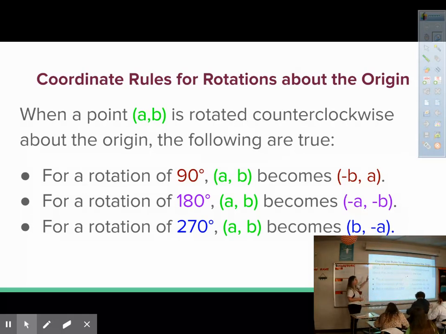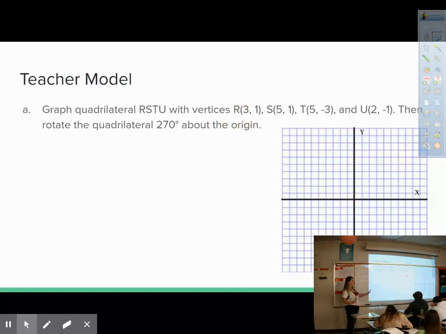All right, what questions do you have for me before we actually get started on some actual problems? Okay. All right, so the first one's a teacher model. Remember, with teacher models, I do this one completely on my own. You just need to pay attention and copy down what I write down and put any side notes down that you have. It says, graph quadrilateral RSTU with vertices R(3, 1), S(5, 1), T(5, -3), and U(2, -1). Then rotate the quadrilateral 270 degrees about the origin.